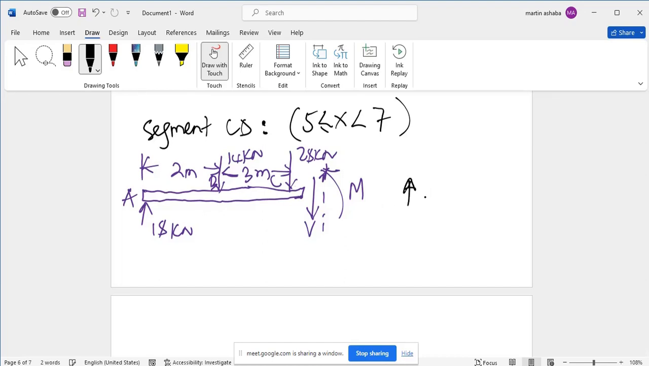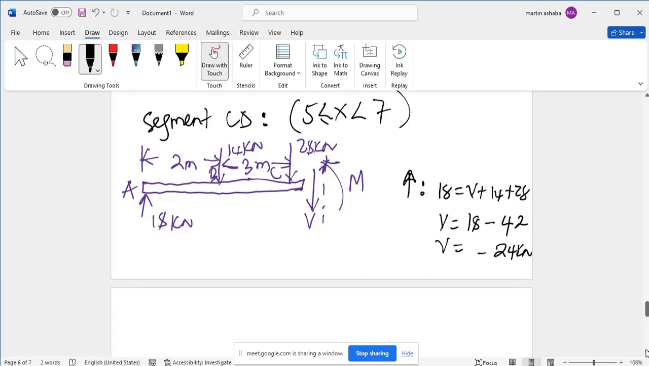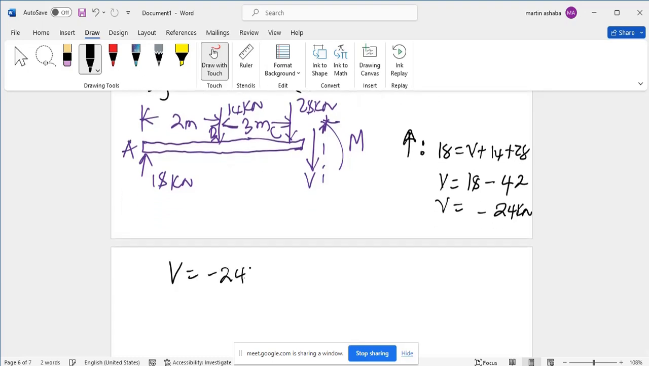For vertical forces, I sum upward forces, and I say they are equal to downward. So this 18 is going to equal V plus 14, so that V equals 18 minus 40, and V is going to equal negative 4 kilograms. Maybe I can call this equation 5.